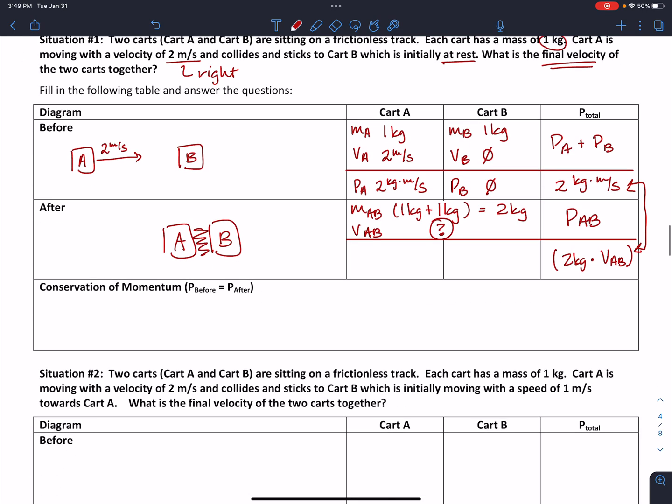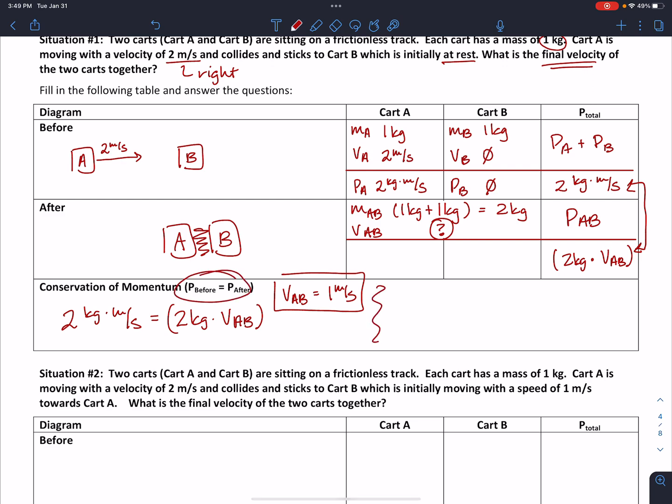All right, so I can go down into my conservation of momentum box and I can set those two things equal to each other. A 2 kilogram times meters per second for my total momentum before has to equal my 2 kilograms times my unknown velocity of AB, which is the momentum after. And if I rearrange, I find that the velocity of that combo unit afterwards is going to be equal to 1 meter per second. So there's my answer.